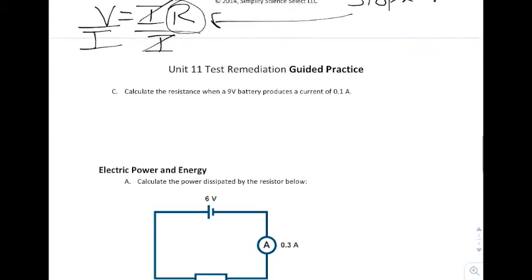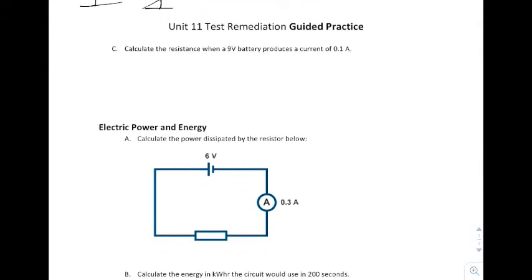Now it says calculate the resistance when a 9-volt battery produces a current of 0.1 amps. Whenever you do this, if you do it correctly, you should get something along the lines of 90 ohms.